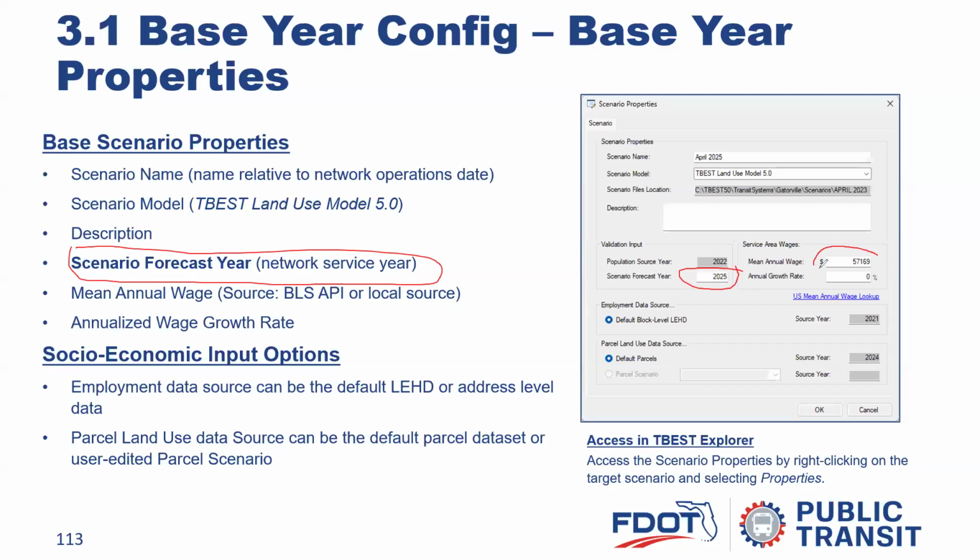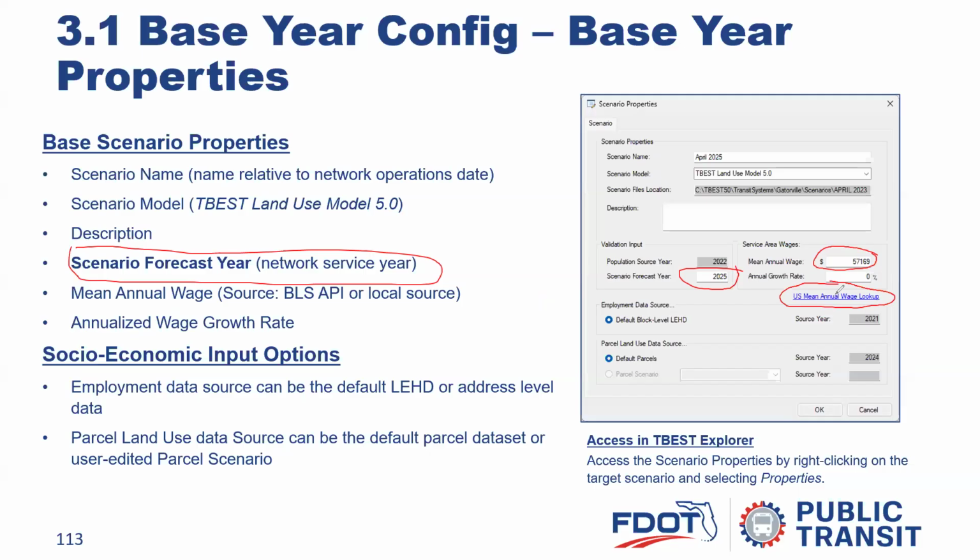So this element is the mean annual wage. Generally, that comes from the Bureau of Labor Statistics. This lookup link will take you to the Bureau of Labor Statistics. We have basically an interface, same as we have with the census. There's an API that we can use to get the mean annual wage dynamically for any county in the US. So you would just navigate that to find your county and look up your mean annual wage.